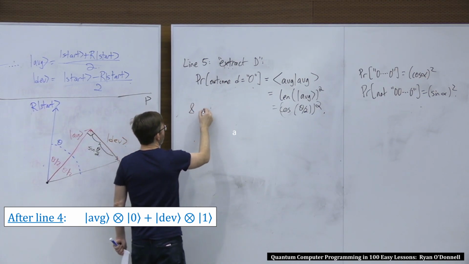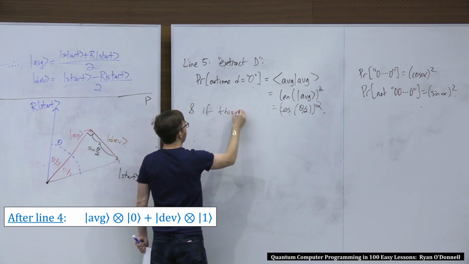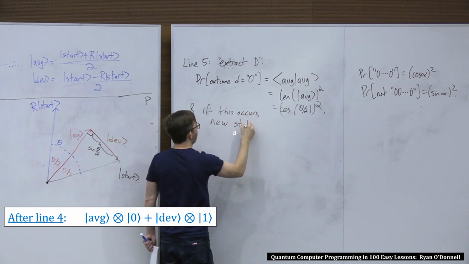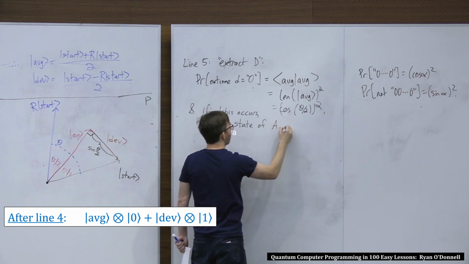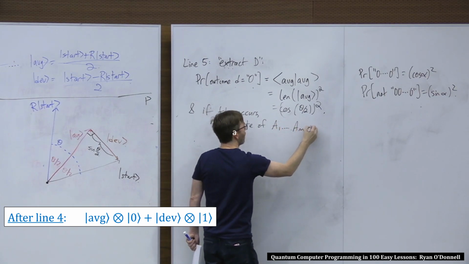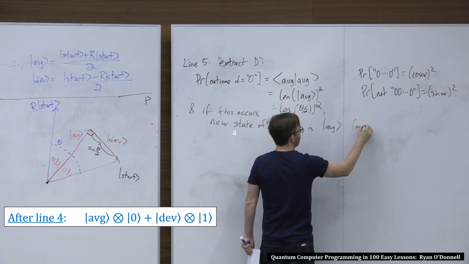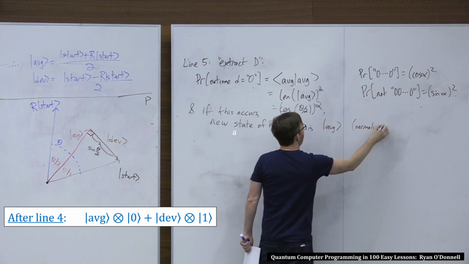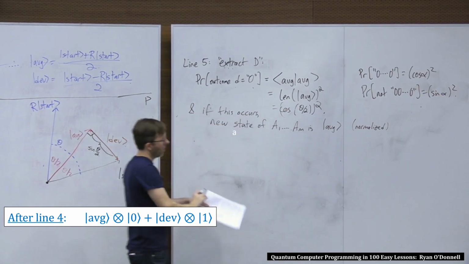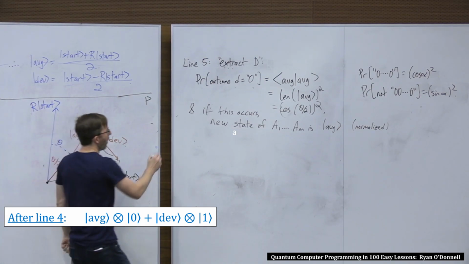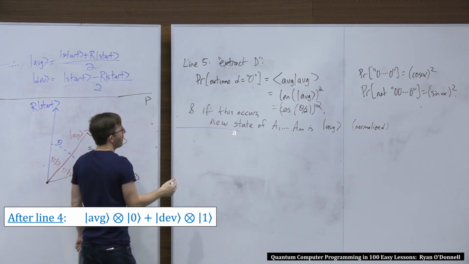Moreover, if this occurs, the new state of A1 through AM is average, normalized. This is not a length 1 vector, so you can normalize it if you want. That's actually not the outcome we care about, but I think you'll see we're in good shape now.